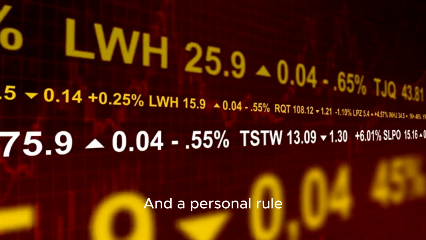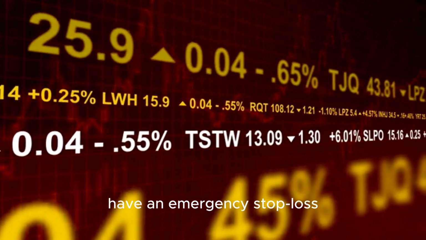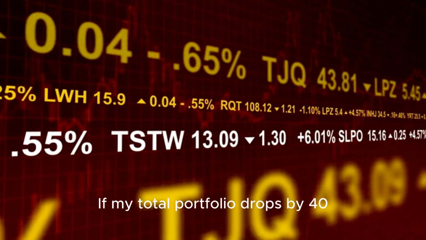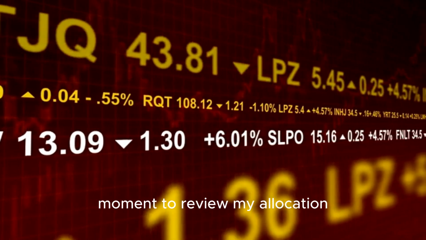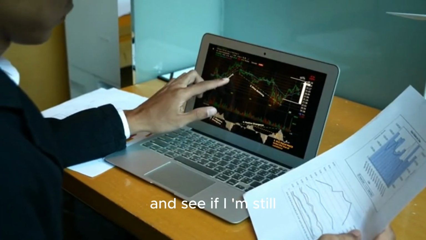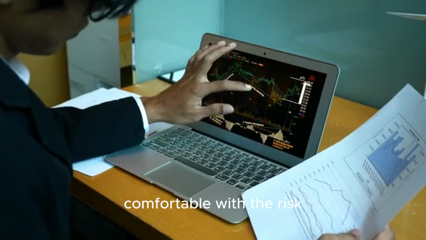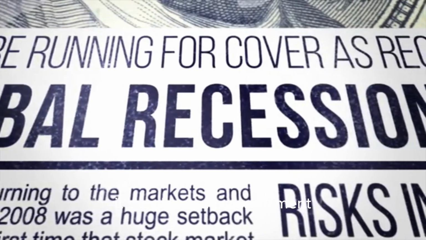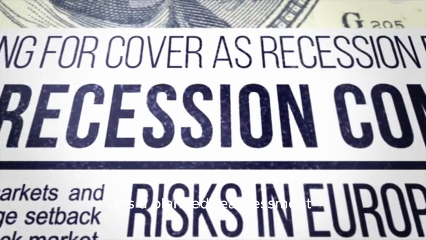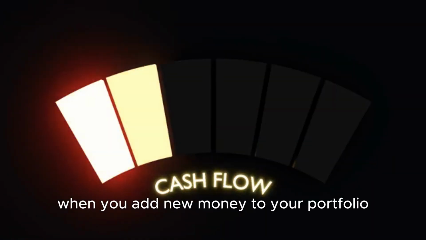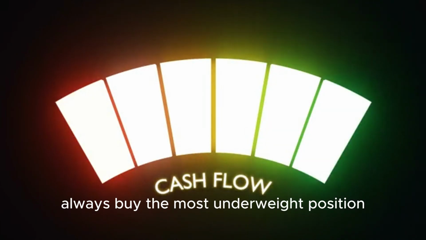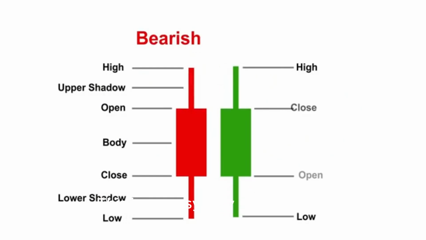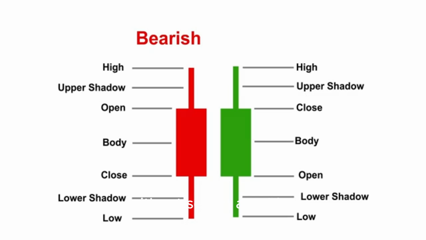And a personal rule: have an emergency stop loss. If my total portfolio drops by 40%, I have a pre-planned moment to review my allocation and see if I am still comfortable with the risk. This isn't panic selling, it's a planned reassessment. Finally, when you add new money to your portfolio, always buy the most underweight position. This is an easy way to rebalance without selling anything.